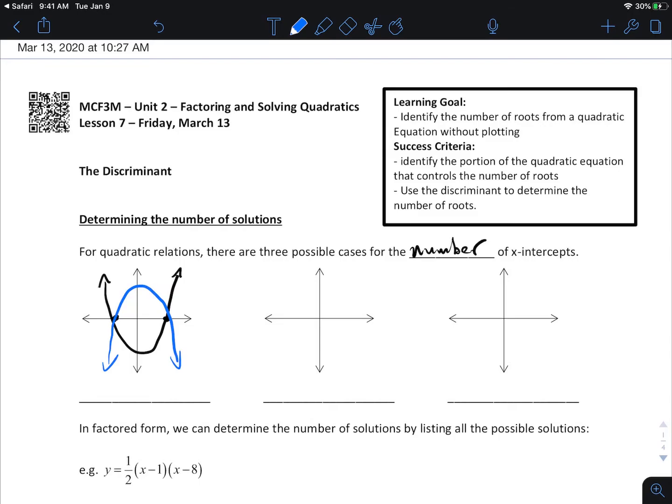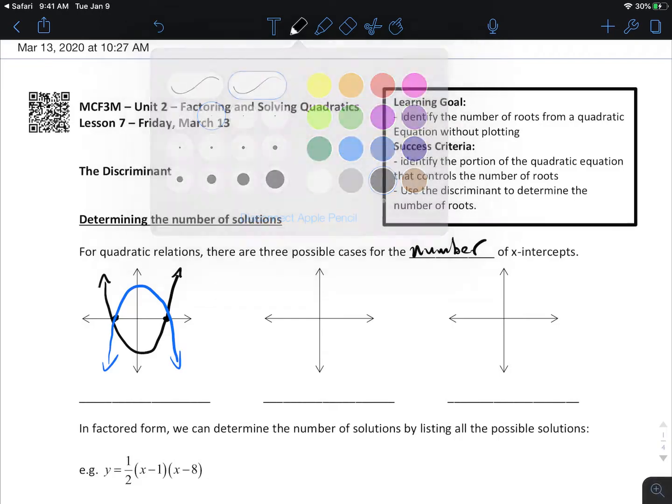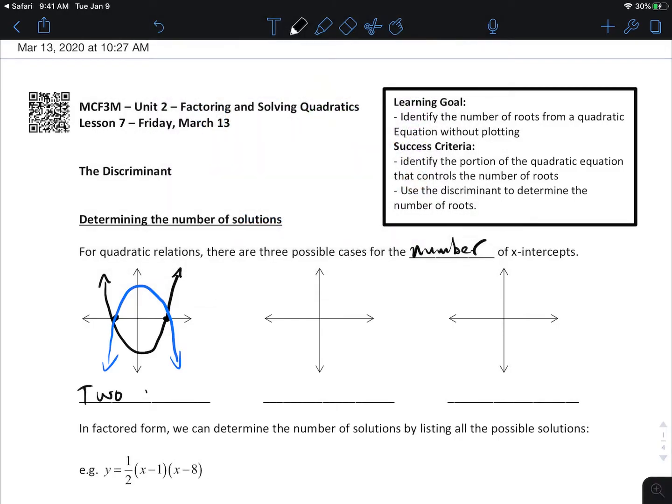So you can have two roots, or solutions, whatever you want. You could pick one of those four words: roots, solutions, x-intercepts, zeros. One of those four words, right? They all mean the same thing. Okay? So if you get two answers from your quadratic equation, it looks like that, right? You know the parabola has to do something like that.